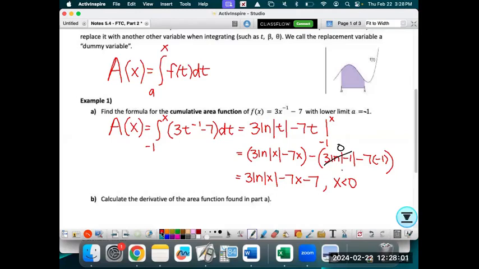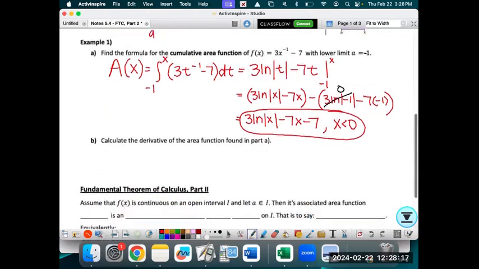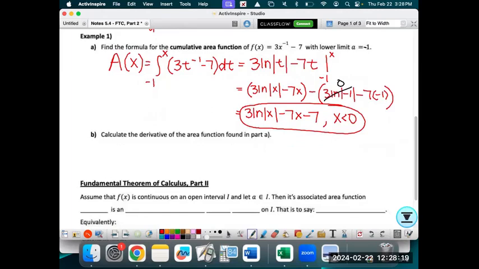And if you want to write the domain discontinuities in your original. So this right here would be the cumulative area function formula for any cumulative area from -1 to whatever x value you choose to plug in that interval. What I would like you to do right now is go ahead and calculate the derivative of that area formula that you just came up with.